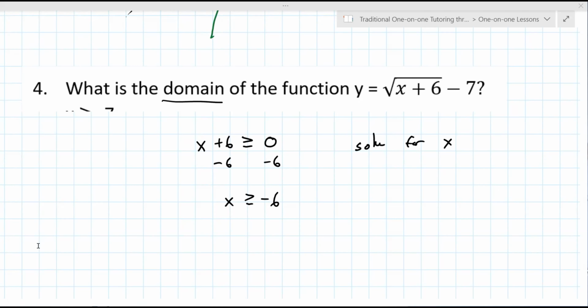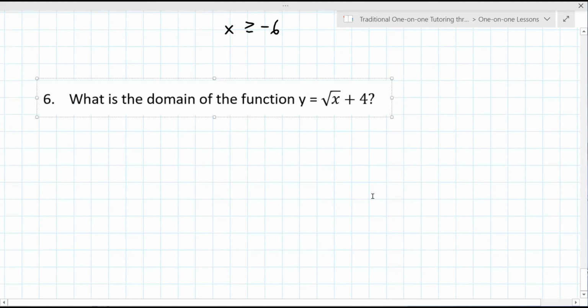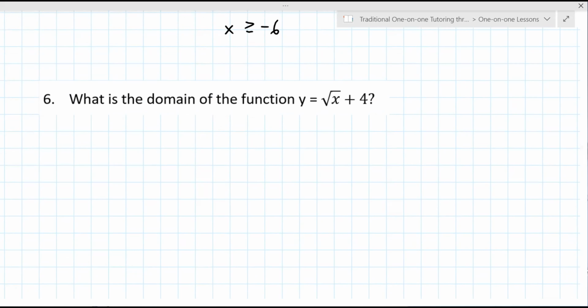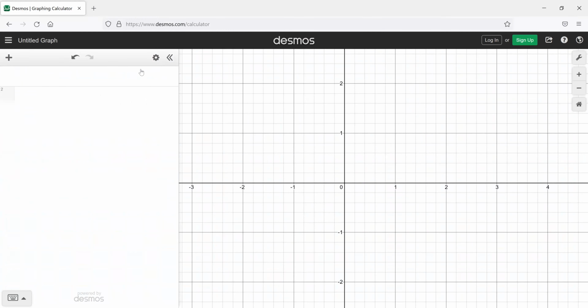Which question number 4? All right. So what I would like to do is I'm going to graph this. I'll just graph it. So we're going to work on 6, and I'm going to switch screens to the grapher. And where is it? There it is. What is going on? Okay. So I'm going to graph y equals square root of x plus 4.